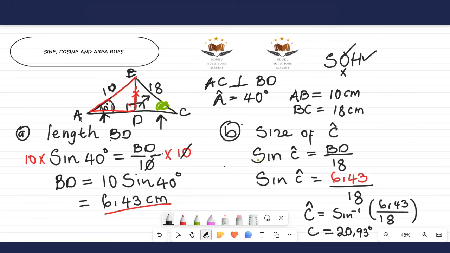I hope you get it. It's two examples where you have to find the side using the trig functions, and when you have to find an angle. So this is just to freshen your mind and revise before we go into your sine and cosine and area rules.